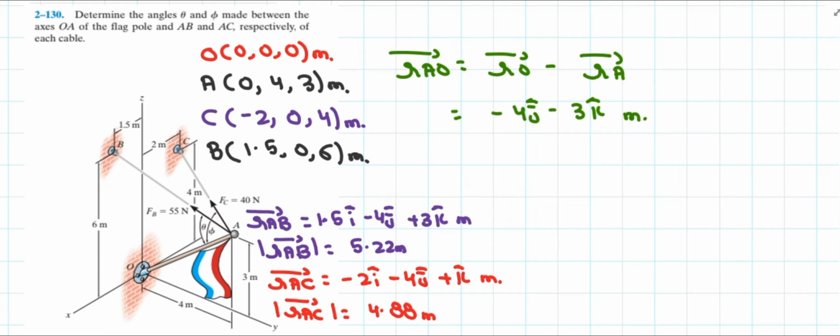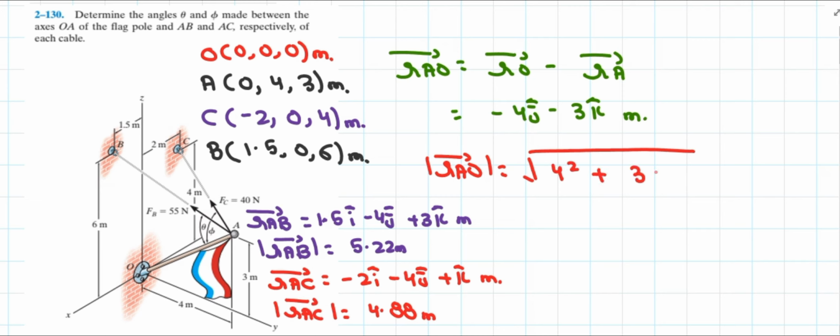But this is the position vector. What about the magnitude? For the magnitude, we have the formula: the RAO position vector magnitude is equal to the square root of x squared plus y squared plus z squared. So this is 4 squared plus 3 squared, which gives us a result of 5 meters. Now we have successfully found the position vectors with the help of those locations.